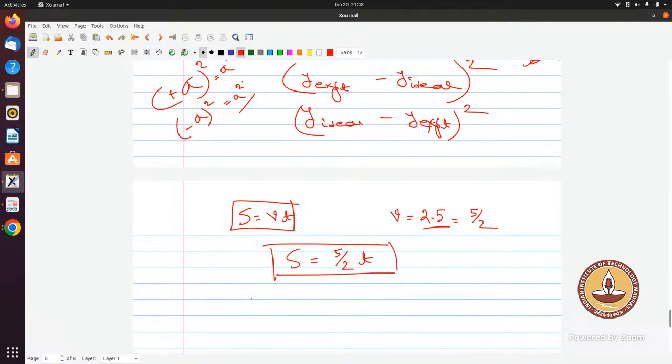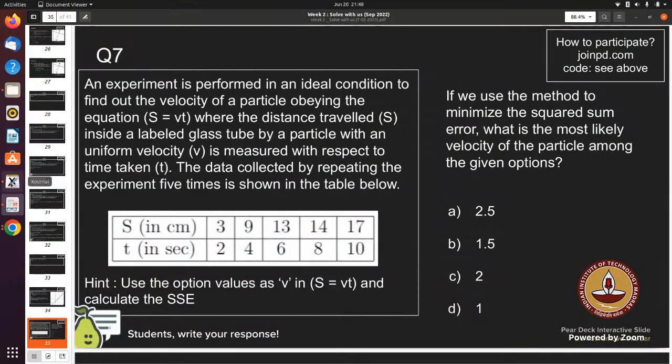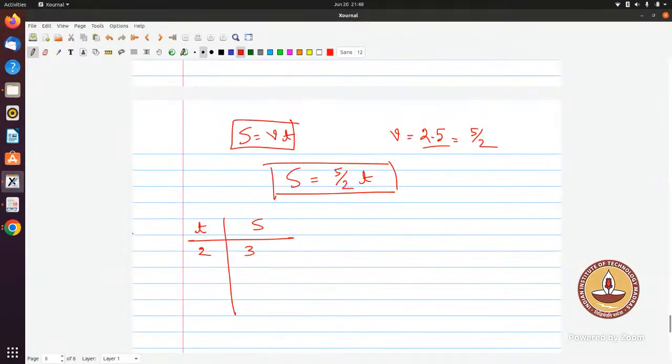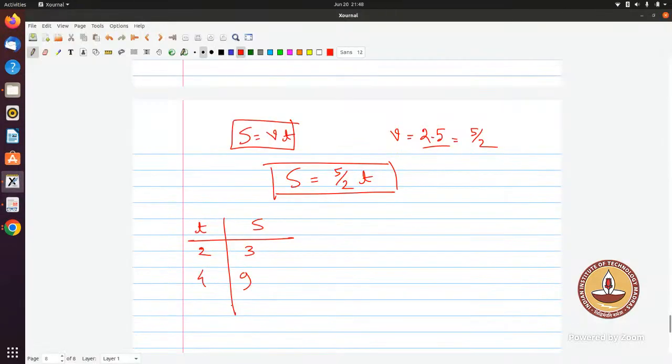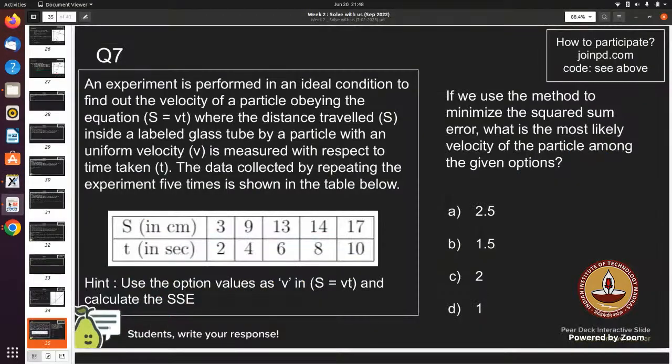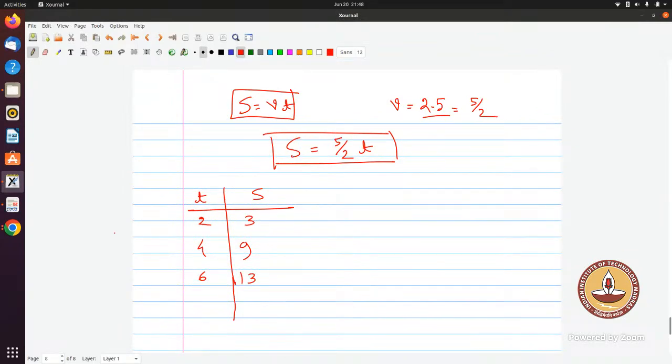The experimental values are given here. For t, what are the values? 2 to 3, then 4 to 9, 6 to 13, 8 to 14, 10 to 17. So these are the experimental values, whatever is given in the chart, which you got from the experiment.